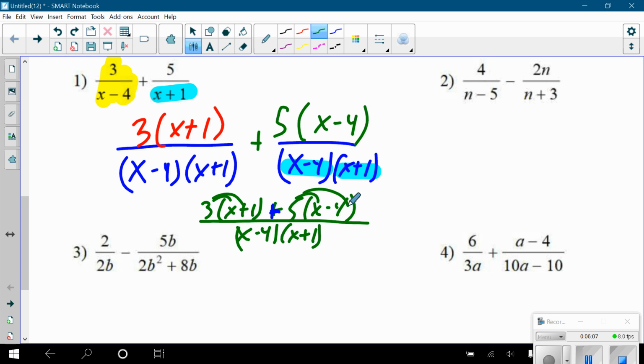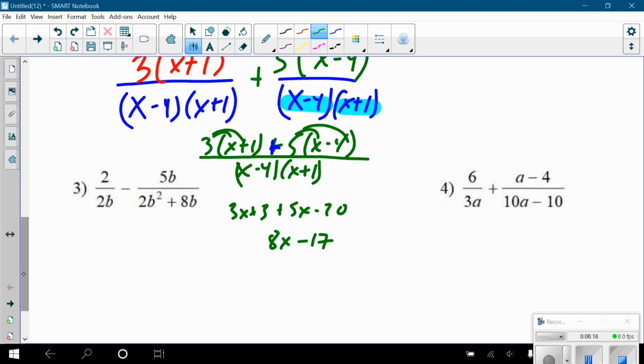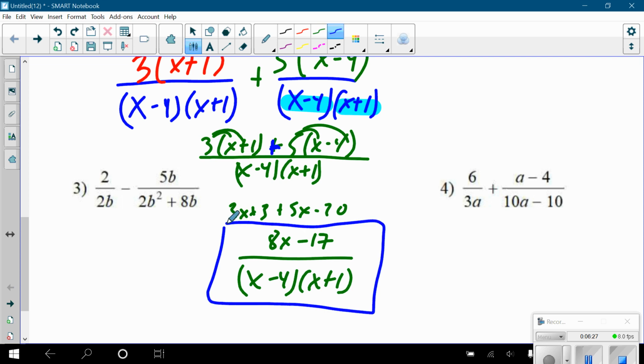So we get 3x plus 3 plus 5x minus 20. I'm going to combine that. I'm going to get 8x minus 17 on top. And on the bottom, sorry if I'm running out of room, I have x minus 4 and x plus 1. At this point, I'm done. What I could do is check now that I have a single fraction. I could go into single fraction mindset, which is factor, factor, factor. But the top doesn't factor, the bottom already is factored, and nothing cancels.